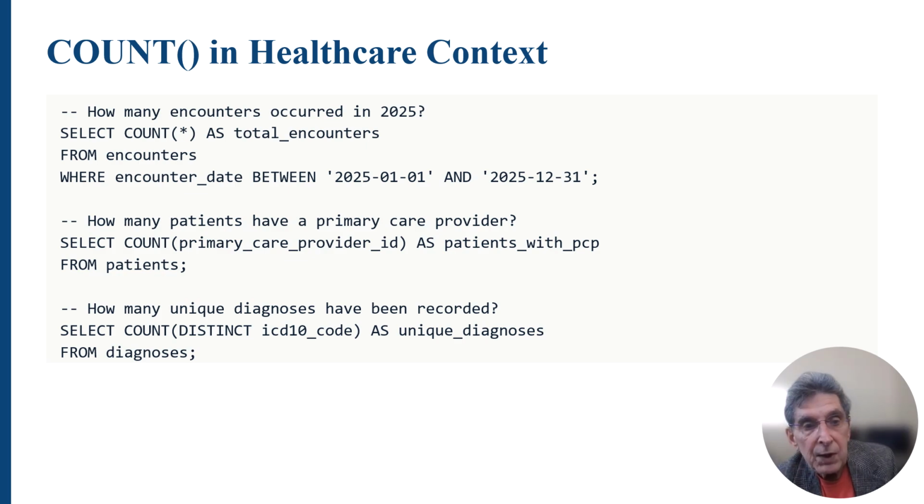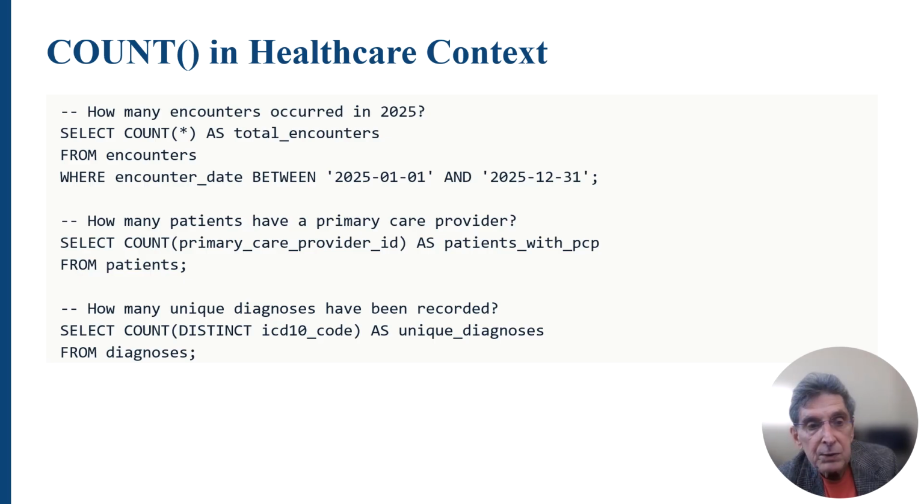The next example, how many patients have a primary care provider? You select, then you're going to count the column primary care provider ID, so that means it's not null, and then we're giving it the alias as the patients that have a PCP from patients. So that's going to go through all the rows, all the patients, and find the ones that have a not null value for the primary care provider ID.